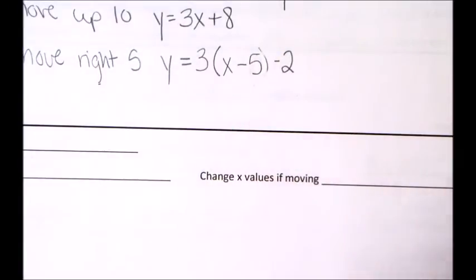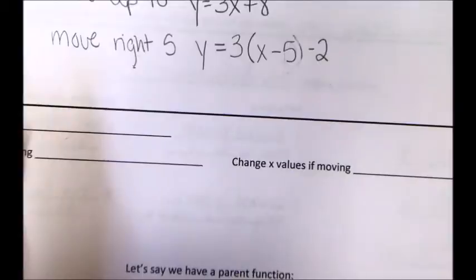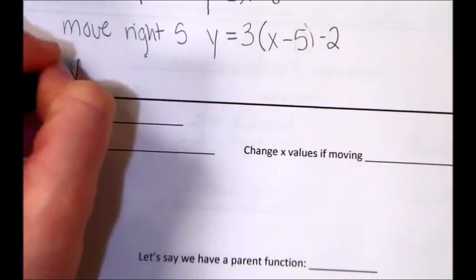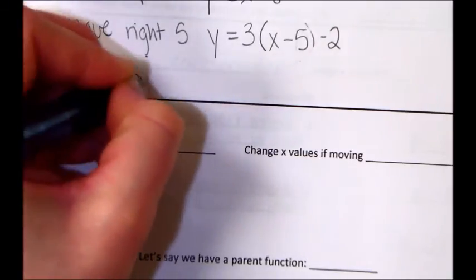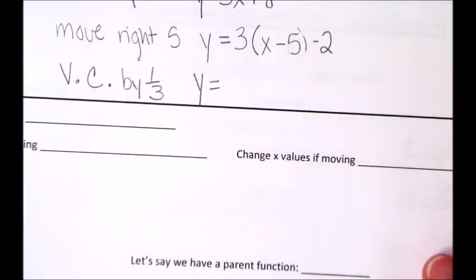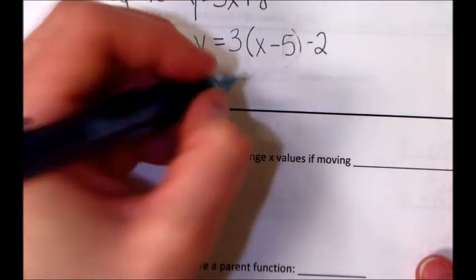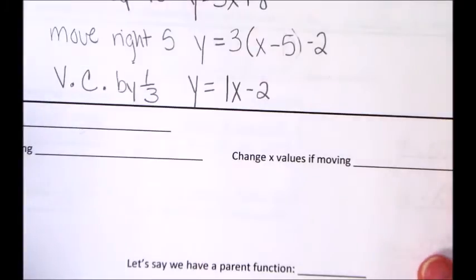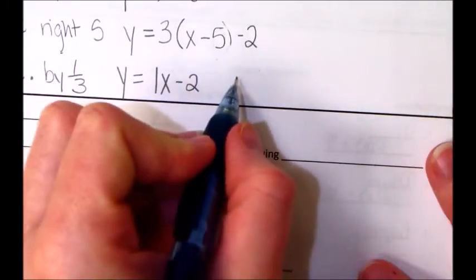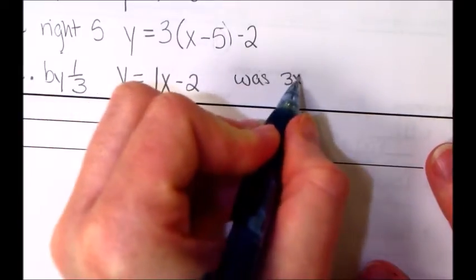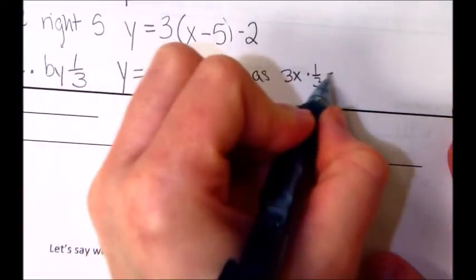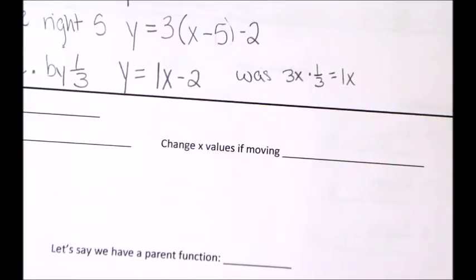So that kind of gives you an idea how to move things up and down for right now. Let's do one more. Let's vertically compress it by 1/3. This can get a little hairy sometimes for people. So instead of having y equals 3x minus 2, now we're going to have y equals 1x minus 2. Now, notice the 1, it used to be a 3, right? The reason I did that is because it was 3x, and that was the slope. So to vertically compress it, I had to multiply by 1/3, which is where I got that new 1x.